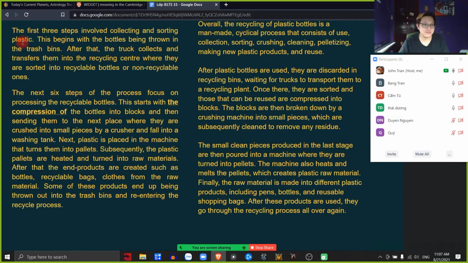You mentioned the bottles before, right? So now say the bottles. Là mình nêu bottle trước đó rồi, cho nên cái này mình lặp lại cái bottle này được. Into blocks and then. So we change the whole sentence. Yeah. Send them, I think. Then send them. And they into blocks and then they are sent to the next place. Oh yeah. Then they are sent to the next place where they are crushed.